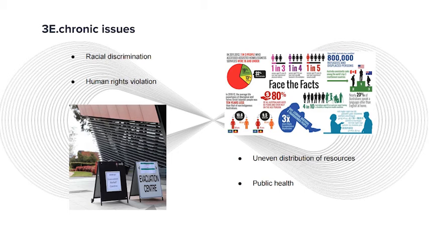Flooding is a natural disaster that affects people in the region all year round. And for human rights, I found several issues related to flooding: racial discrimination, human rights violations, inequitable distribution of resources, and public health issues.